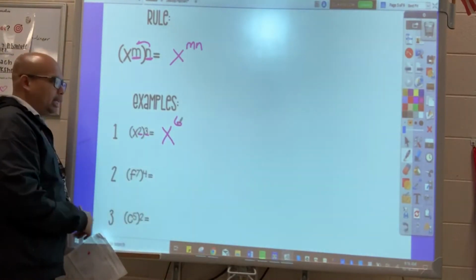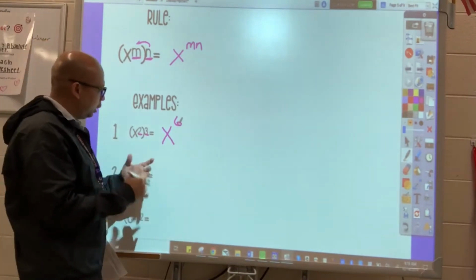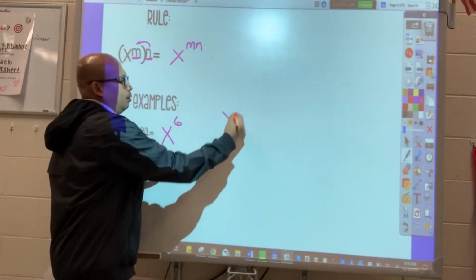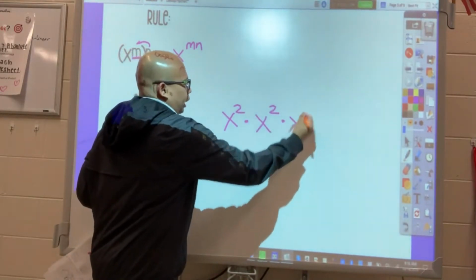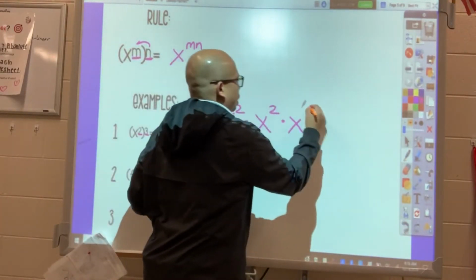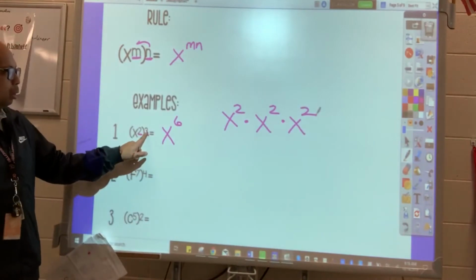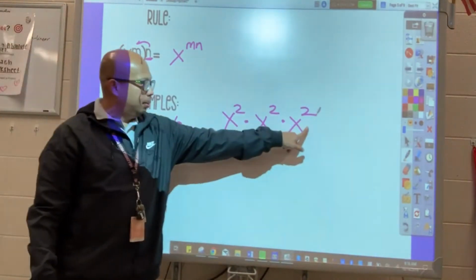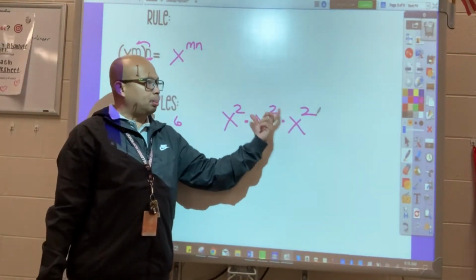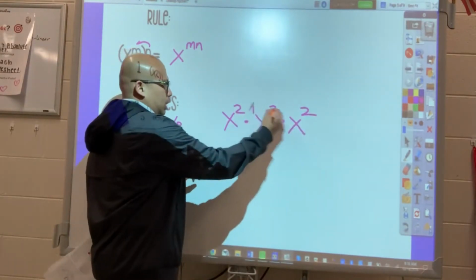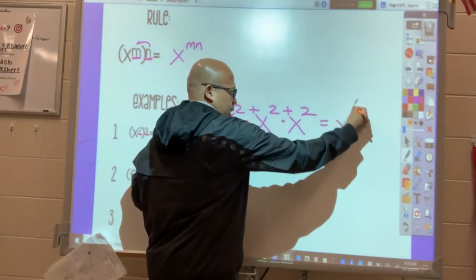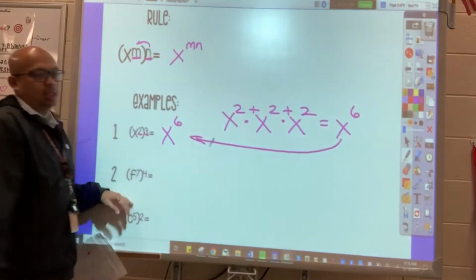What's the logic behind this? Let me show you. Let me do some teaching here. The meaning of that one is you have x squared 3 times. Why 3 times? Because the power outside is 3. So there should be 3 of them. And what does the product property tell us? What do you do with the 2's? You add them. 2 plus 2 plus 2 will give you 6. And that's why the answer is x to the 6.